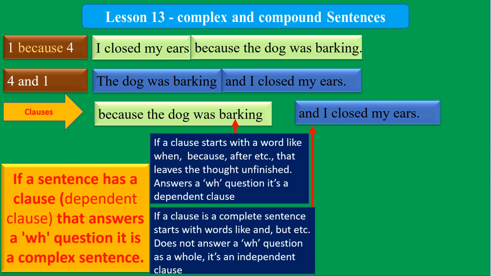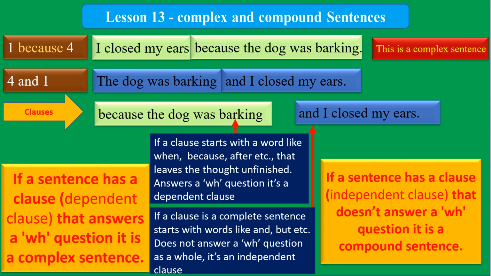If a sentence has a clause that answers a WH question, it is a complex sentence. Let's read this sentence. I closed my ears because the dog was barking. This is a complex sentence because the clause because the dog was barking answers the WH question why and it is incomplete. So this is a complex sentence.